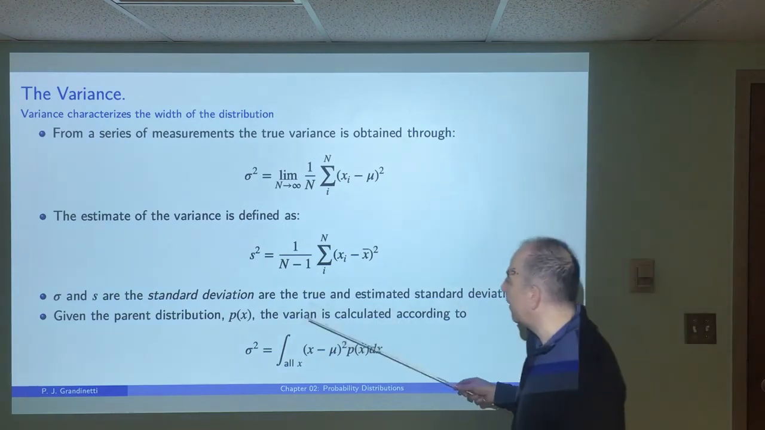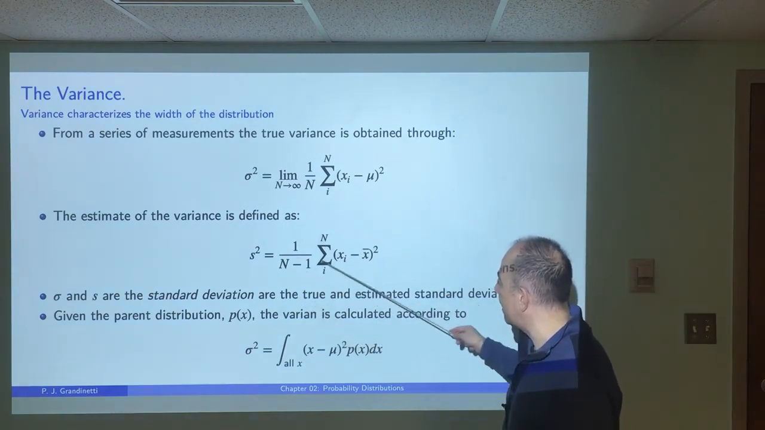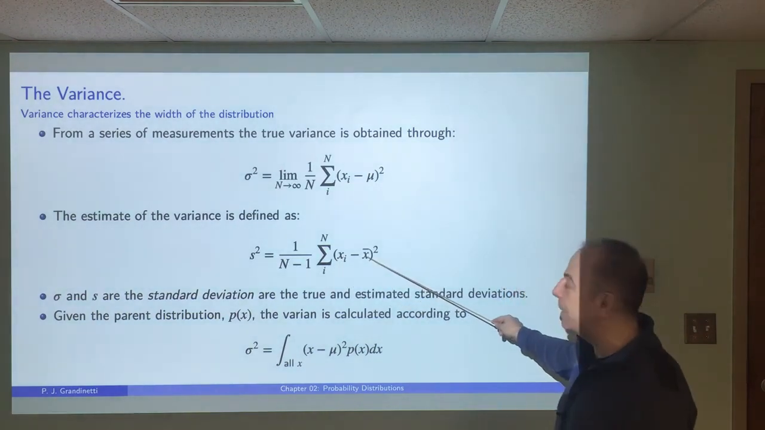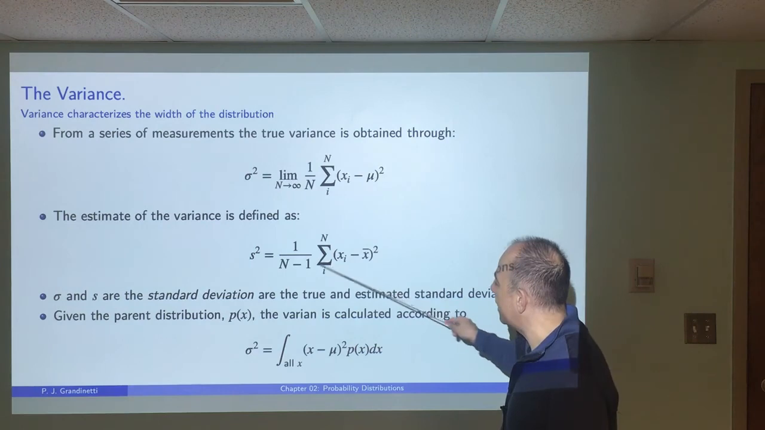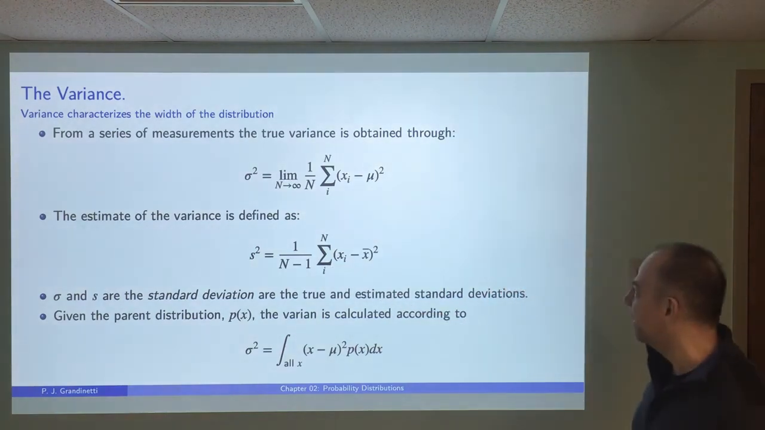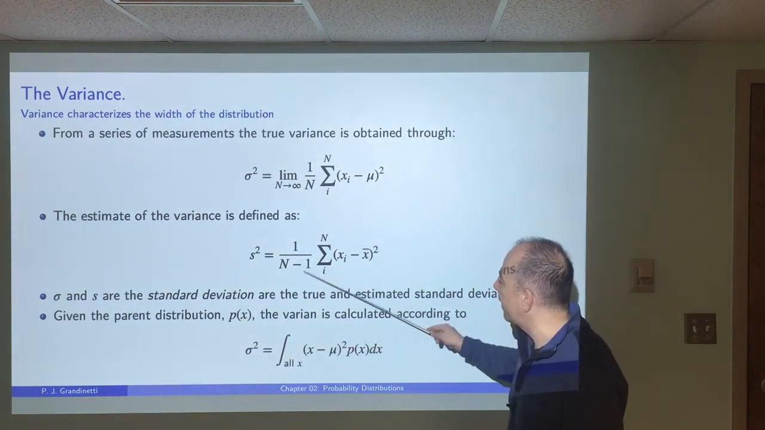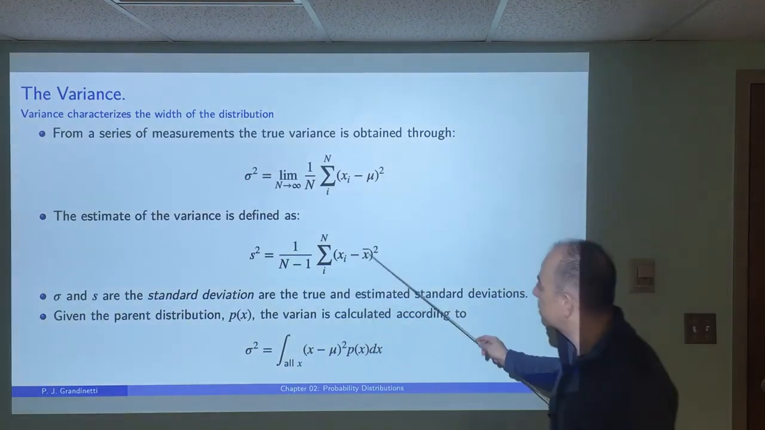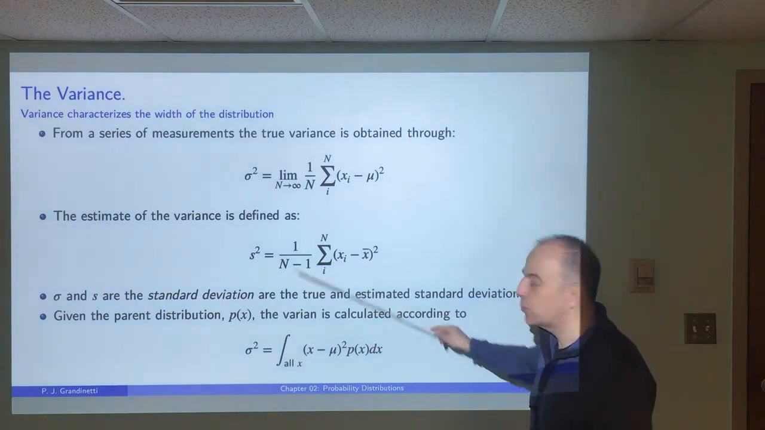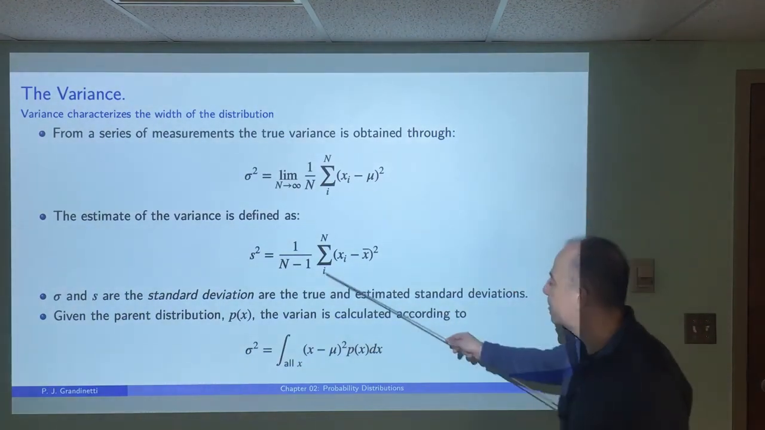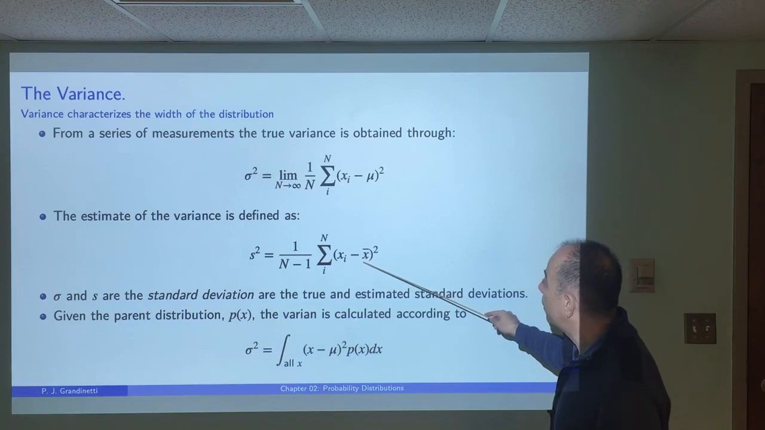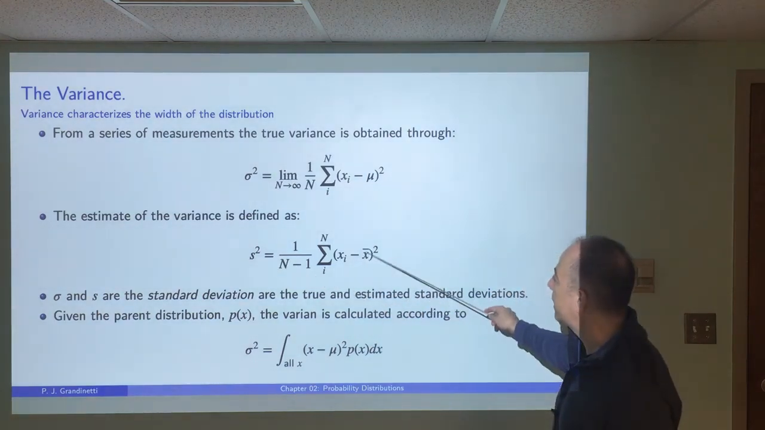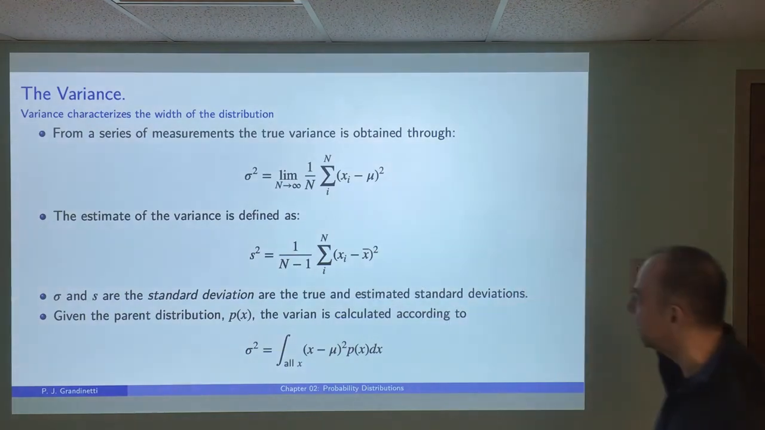Now, the estimate for the variance is done with a finite number of measurements, and you could calculate it this way: x minus the estimate for the mean, squared, add them up, and multiply by 1 over n minus 1. The reason this is n minus 1 instead of n is because we've already used the data once to get the estimate for the mean. That's 1 degree of freedom lost, so we have to subtract that from the total number of measurements. If, for example, you knew the true mean, then you could replace the estimate with the true mean, and you would divide by n.